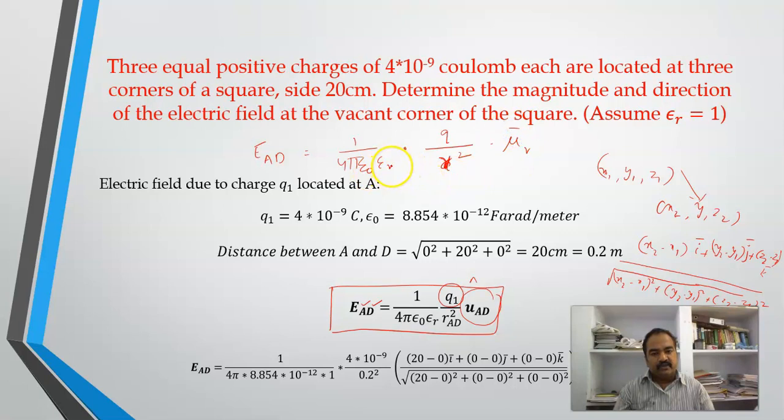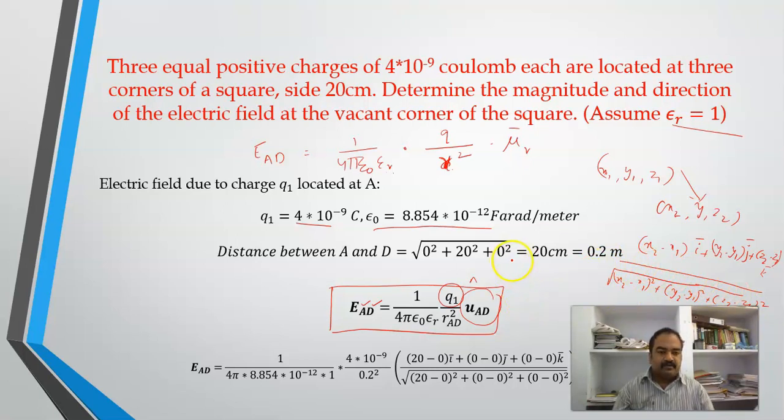This value epsilon r has been mentioned as 1. The epsilon naught value, you know it. The Q value has already been given for you, and the r value is very simple. You can directly take the unit vector itself, whatever the denominator you get, it is basically the distance.